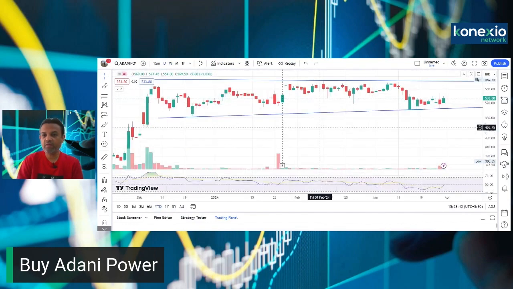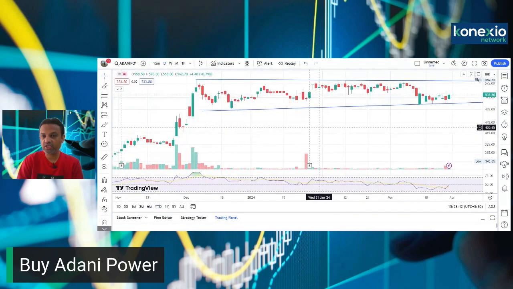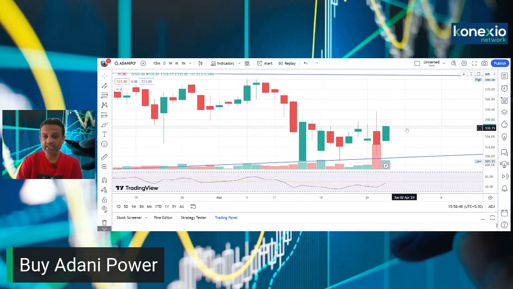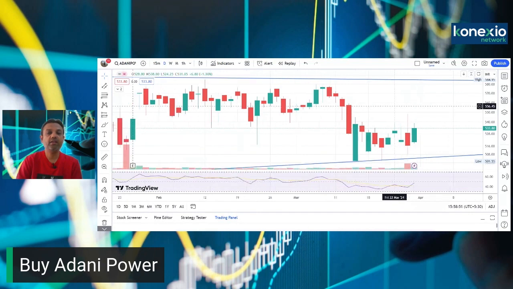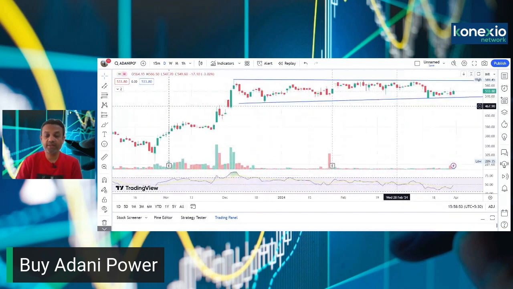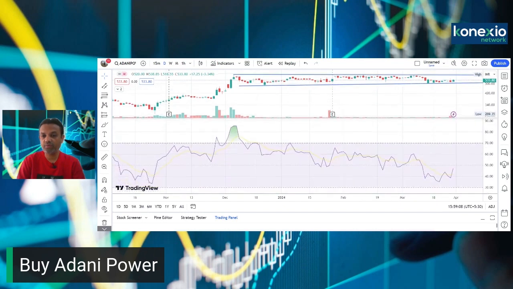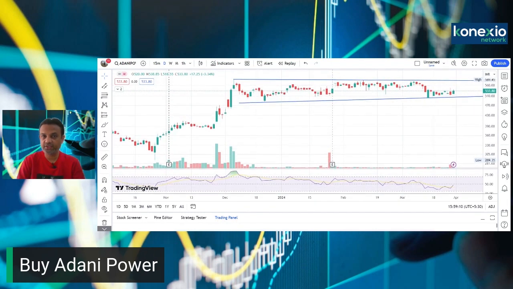At least conservatively, we feel that the stock has potential to test its lifetime high, which is around the 590 odd mark. Currently you can see in the last two trading sessions, there was some sort of volume spike. So this might be the action of the bulls. So we might see the stock rallying from these levels. The stock has potential to test its lifetime high, which is 590. RSI is also with a positive bias or positive signal at this juncture.